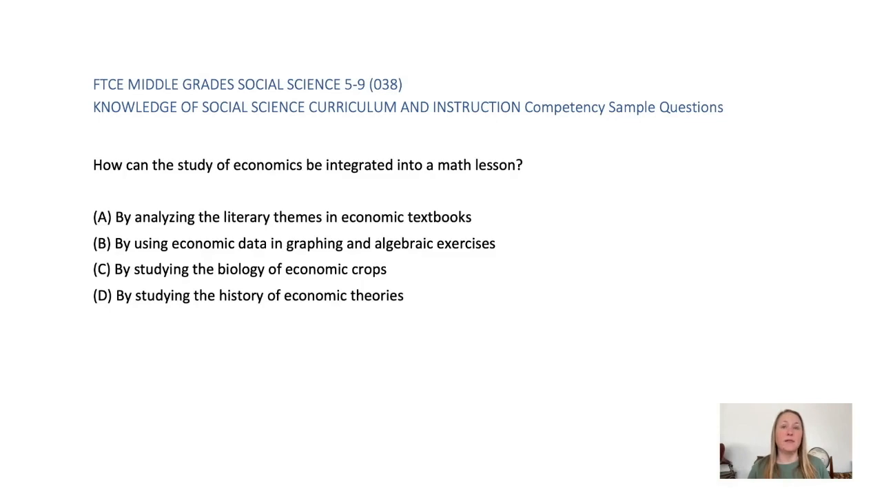A, literary themes is incorrect. That's more related to English or language arts. C, biology of crops is incorrect. This falls under science, not math. D, history of theories is incorrect. This belongs in a history or economic class. The correct answer is B. By using economic data in graphing and algebraic exercises, this approach integrates economics with math by allowing students to apply mathematical concepts to real-world economic data, helping them understand the relevance of what they're learning in both subjects.